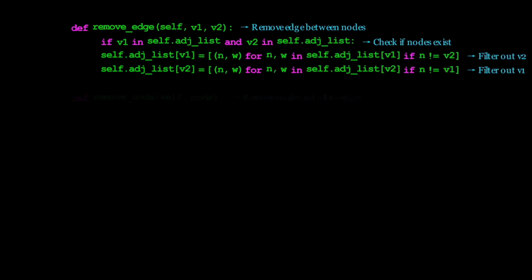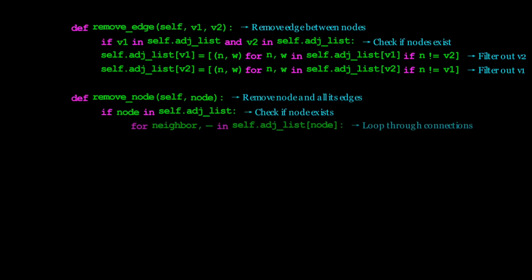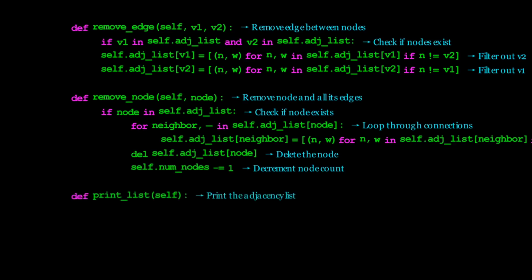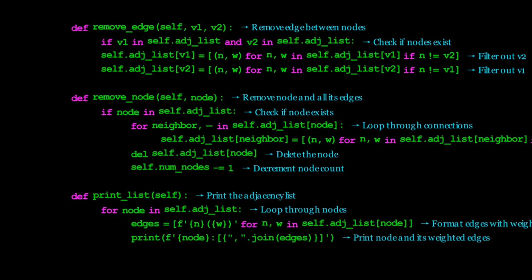The remove edge and remove node methods use Python's list comprehension for clean, efficient operations. First, we remove all the references to the node from the neighbors, then delete the node itself, and finally update the node count. And our print list method gives us a clean way to visualize the graph.